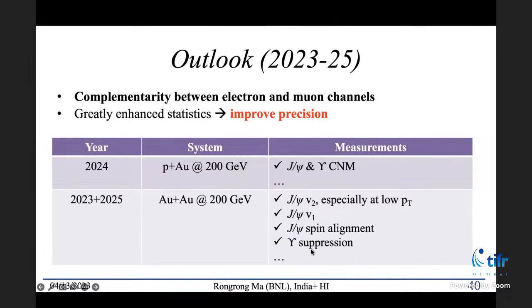As I said multiple times earlier, a lot of conclusions need more precision to be more conclusive. And I think one unique thing about STAR is that we have both the electron and the muon channel, which are complementary to each other at both ends of mid-rapidity. We can cross check each other because the analysis method and the systematics are very different from each other. So I think we are looking at a very promising future in the next few years for the quarkonium program. Thank you very much for your attention.